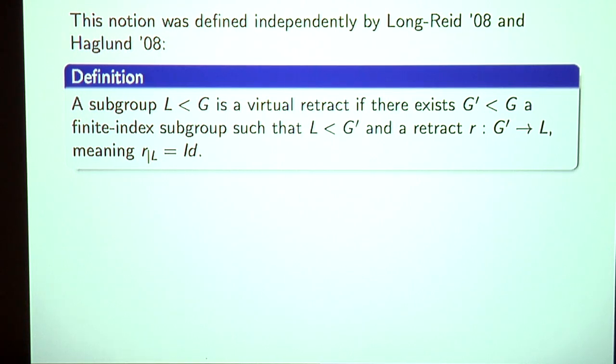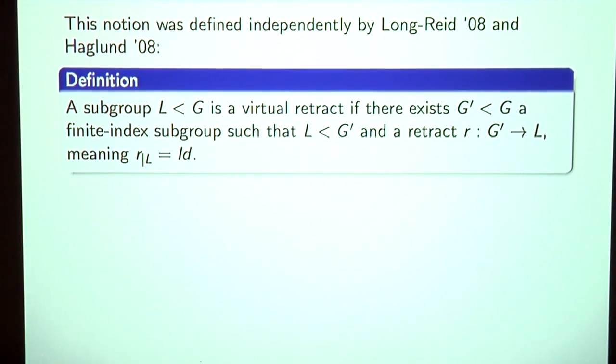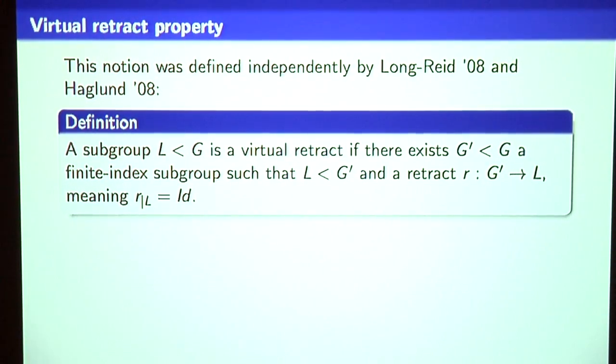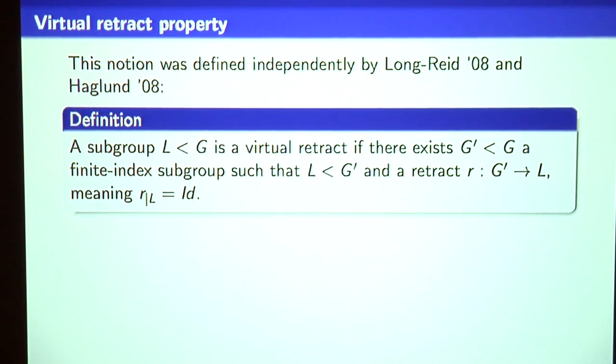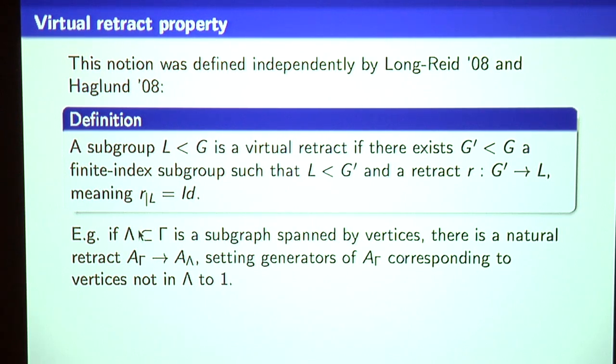Now, why are these subgroups separable? I wanted to make one comment about separability in this case. Again, the separability is proved in a very geometric fashion, as opposed to the separability in the fibered case that I described. A subgroup is called a retract if there's a homomorphism that's the identity on the subgroup, and it's a virtual retract if there's a finite index subgroup that retracts to the subgroup. So L has to be a subgroup of G prime, which is finite index in G, and then there's a retract onto that subgroup.